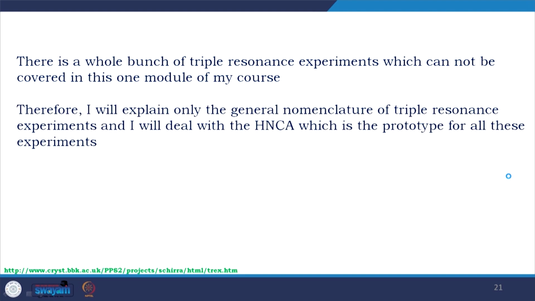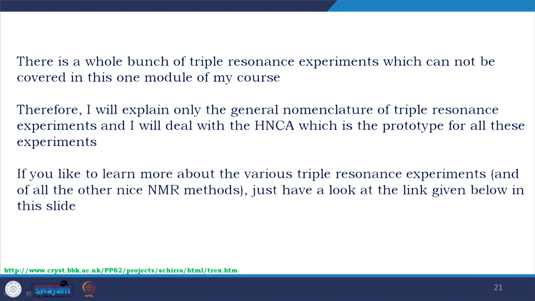There is a whole bunch of triple resonance experiments which cannot be covered in one module of my study. So, I will explain only the general nomenclature of triple resonance experiments, and also I will talk about HNCA, which is the prototype for all these experiments. If you understand HNCA, you will understand the others, because HN and C alpha are the important connectivity. But if you would like to learn more, you could see the link here to obtain details about other techniques.